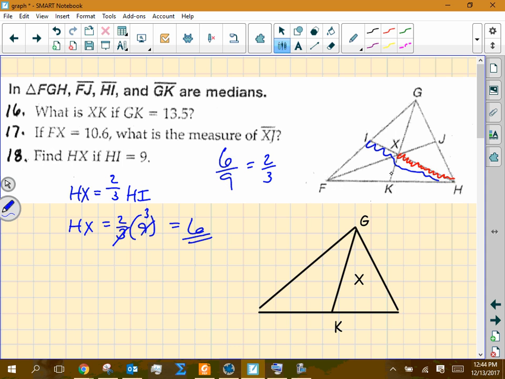Okay. If that whole thing, that whole blue one is 9, this one's 6, this one here is 3. What's 3 compared to 6? There's my half. What's 3 compared to 9? 1/3. Okay. So that's kind of how you would approach those.